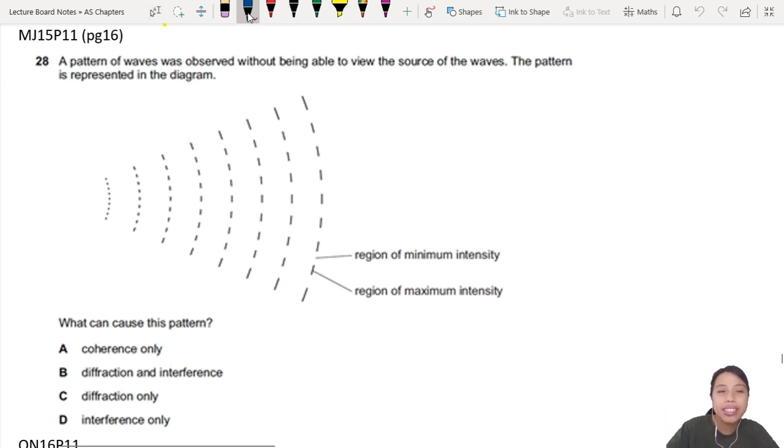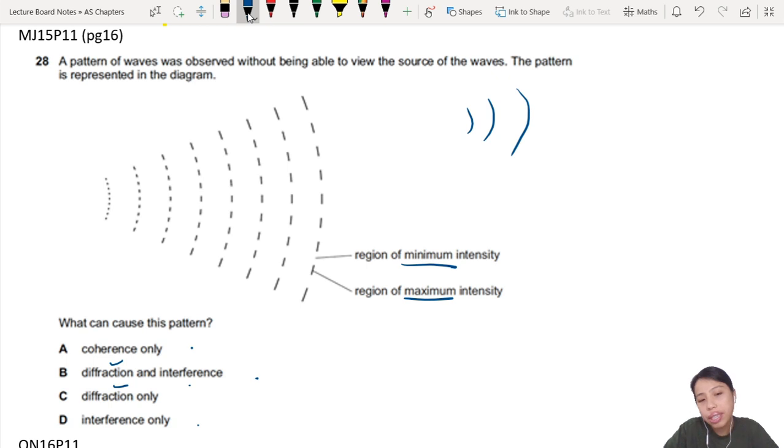First one is on page 16, MJ15 P11. Look at this pattern. The pattern is in the diagram. Maxima and minima. Interesting. What can cause this pattern? Coherence, diffraction, interference. Firstly, you see the shape, like this spreading out. It's diffraction. Yes, so there is diffraction involved here.